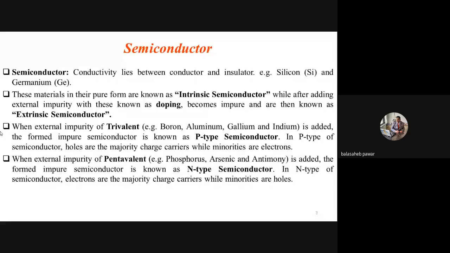I am expecting an answer from your side. Anyone can answer. Just unmute yourself and give the answer. Don't write in the chat box. Sir, semiconductor.